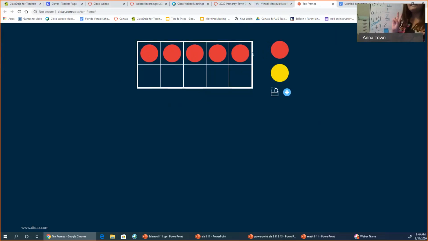Our second add-in is 2. So we're going to switch colors because we're on our second add-in, and we're going to put 1, 2 counters into our 10 frame. Now our 10 frame is showing our equation, 5 plus 2. To find our sum, we're going to go back to the top and count all of the counters.